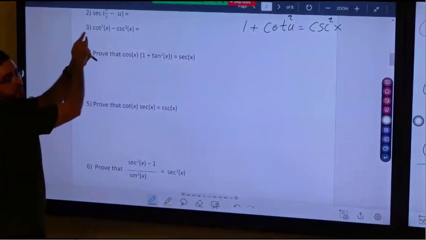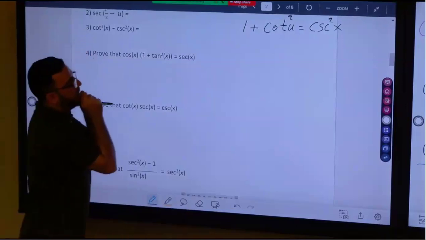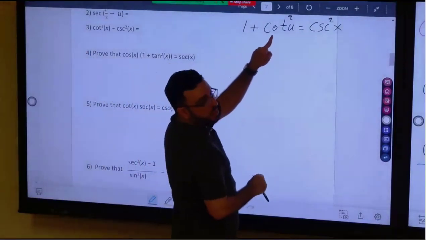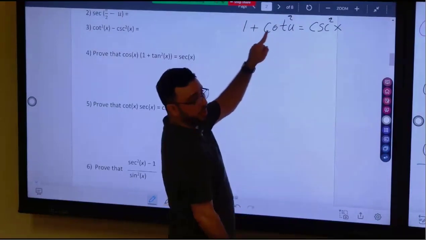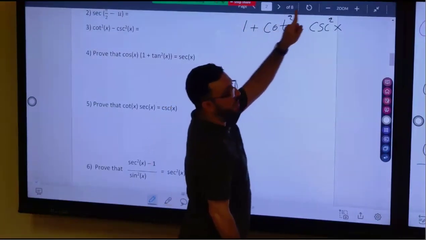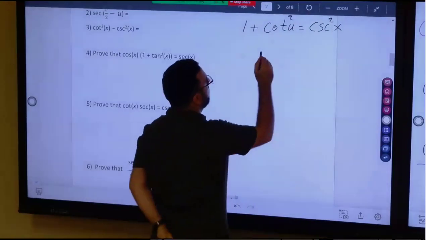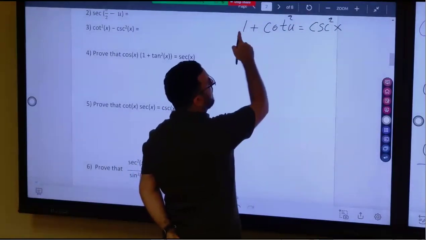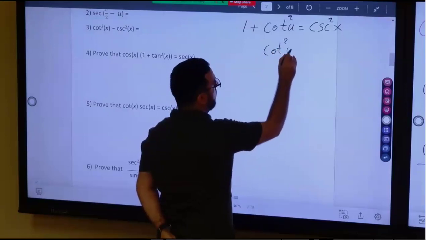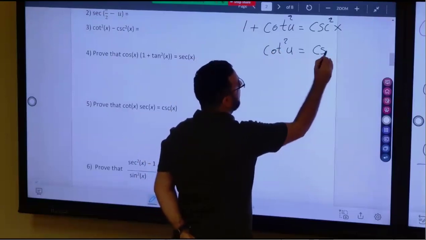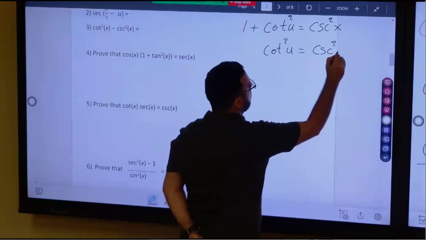Which one is first? Cotangent. If you keep the cotangent here, that's going to turn into a negative. No, wait. I'm going to keep the cotangent here. Then I'm going to move the 1 to the other side. So what's going to happen? It turns into a negative. Which one is going to be negative? Number one. Okay, so it's going to be cotangent square u equal cosecant square u.